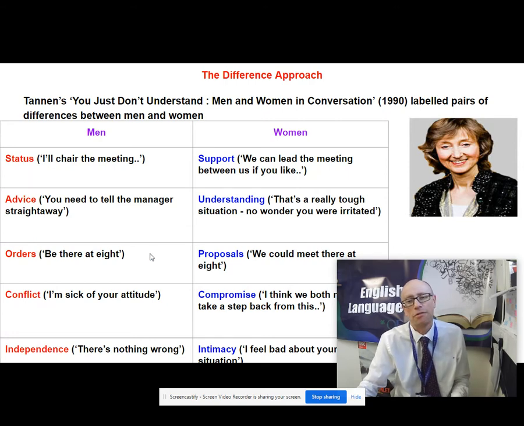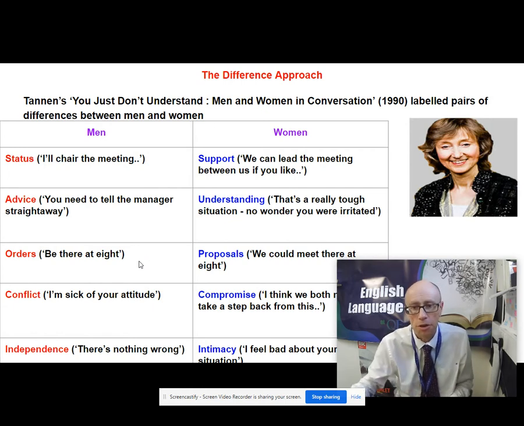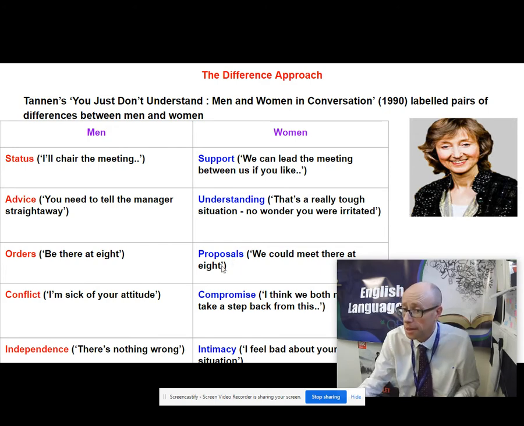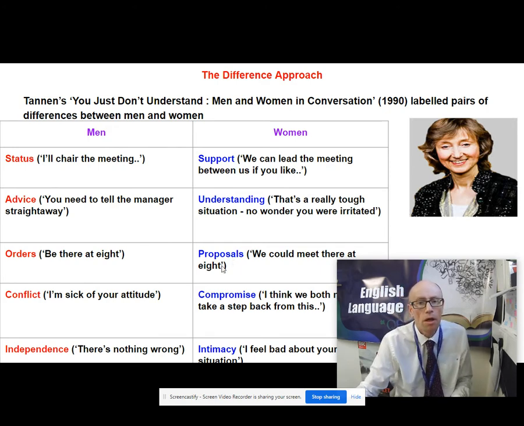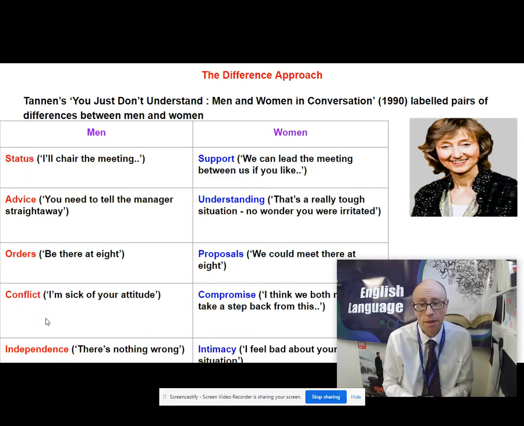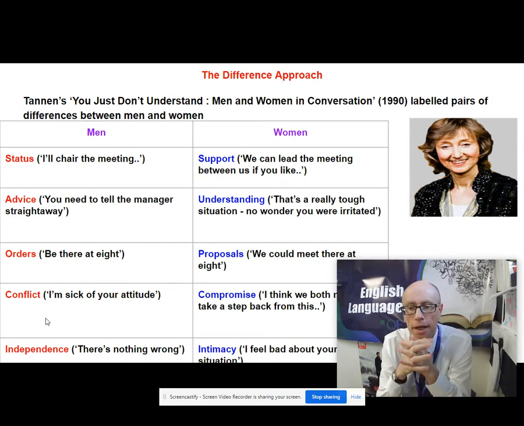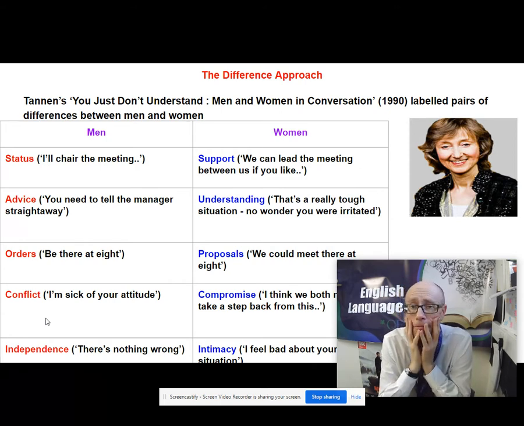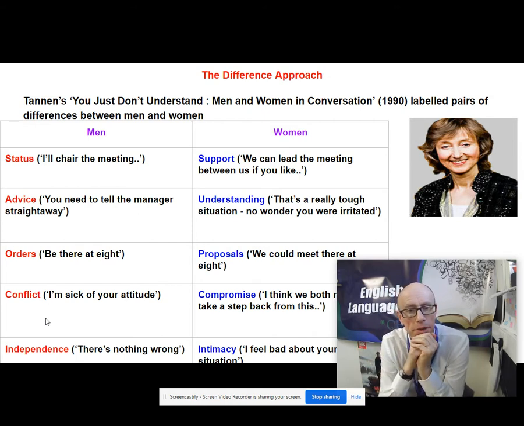Remember, these are very stereotypical, actually, the way that I'm presenting it, but you're getting the general idea. We have orders versus proposals, so males are more likely to be more direct in giving instructions, whereas females are more likely to hedge a little bit more by giving proposals. We could meet there at 8. We have males who perhaps are happier in showing conflict, saying things like, I'm sick of your attitude, and females who are perhaps happier in using language which is more compromising, like, I think we both could take a step back from this.